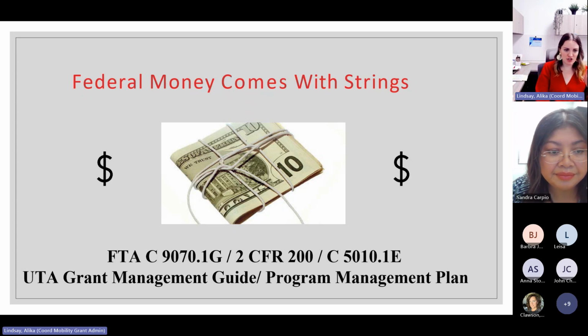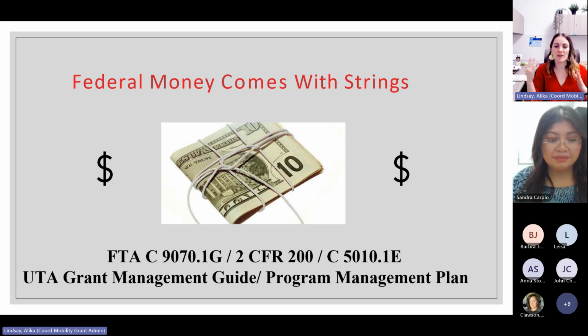Then it comes down to the FTA Circular 9070.1G. That one is specific to the 5310 grant program. And if you see a rule in the Circular 9070.1G that seems to conflict with something in the uniform guidance, the 9070.1G will override the rule in the uniform guidance because it is more program specific. You can find these documents online. You can just Google them. There's different resource websites that make them easier to navigate. And I have links to those if you need.